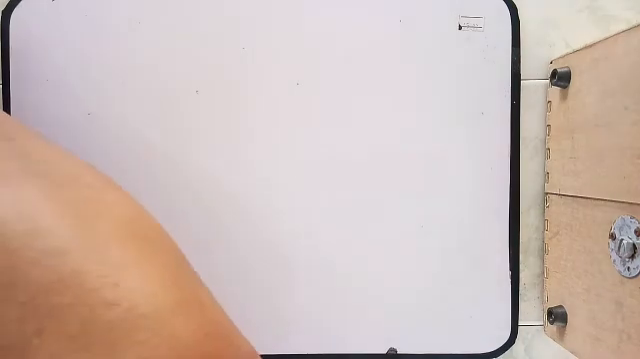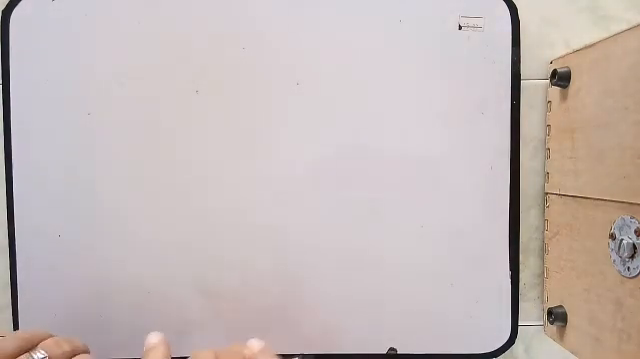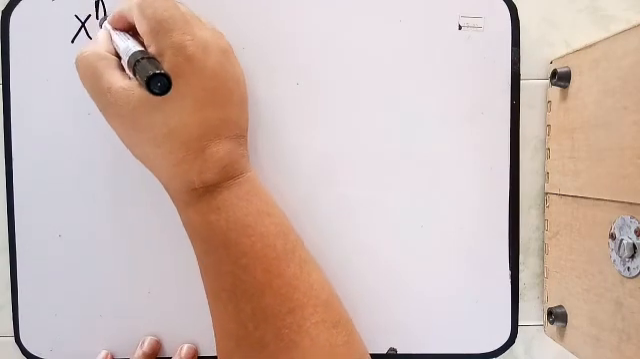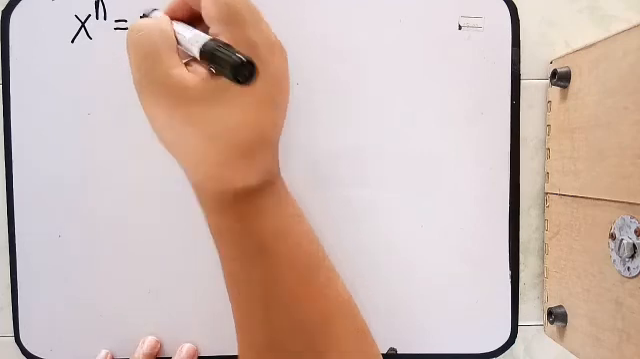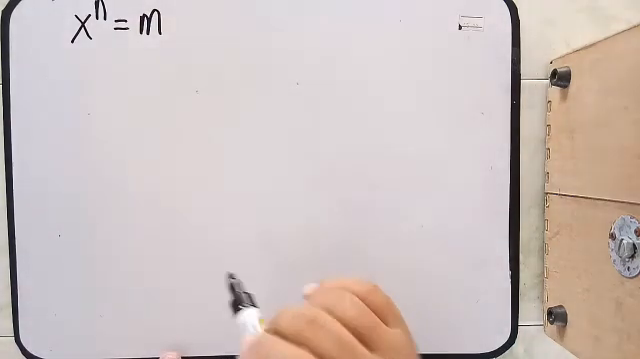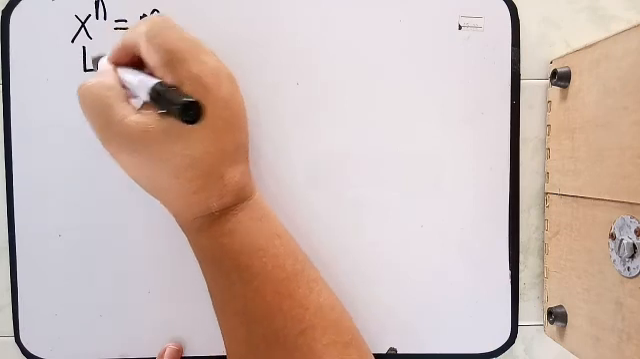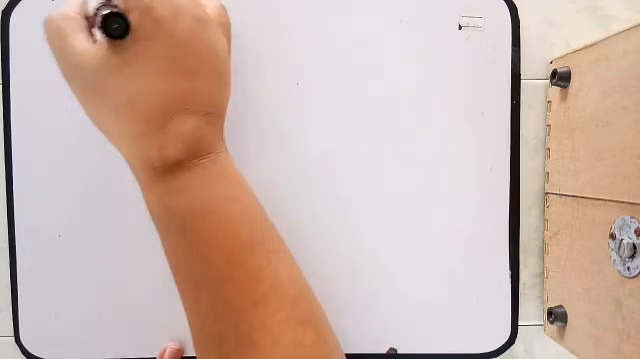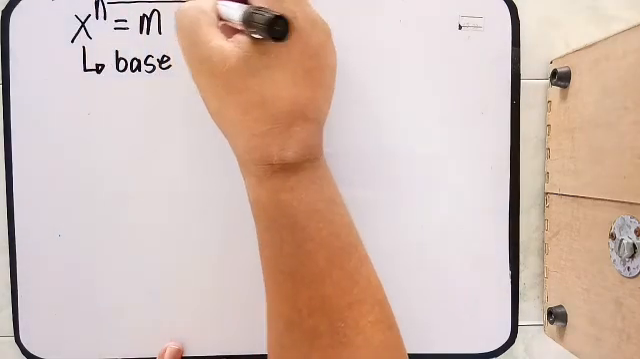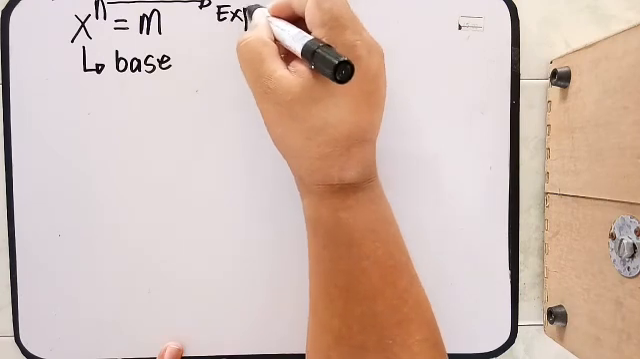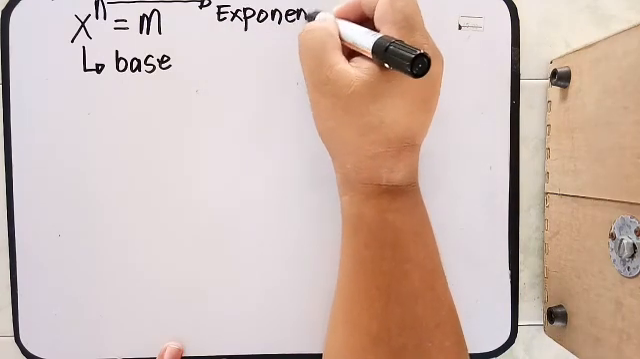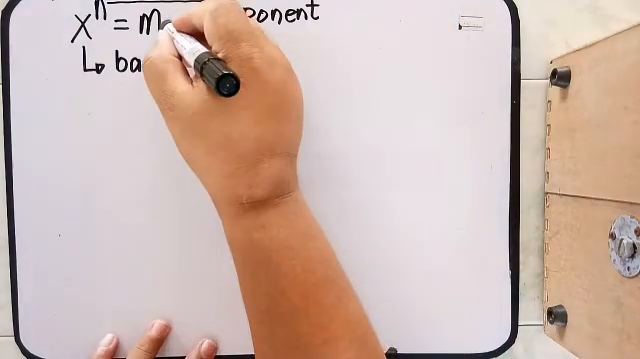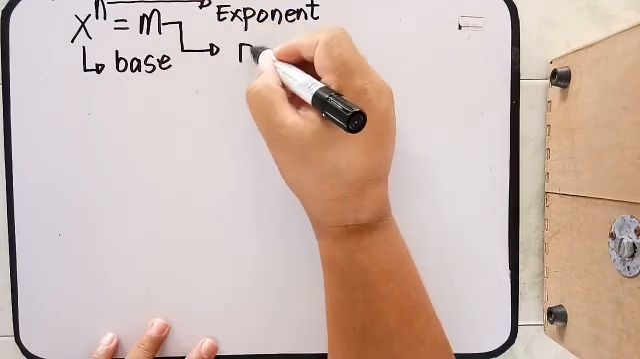Okay, this time we're going to discuss exponent. What is an exponent? In symbol, we have, let's say, x to the n is equals to n. This is an expression of exponential equation. Now, x here is known as what we call base. Then n here is what we call exponent. The exponent tells us how many times we're going to multiply base by itself. And n here is what we call the power.